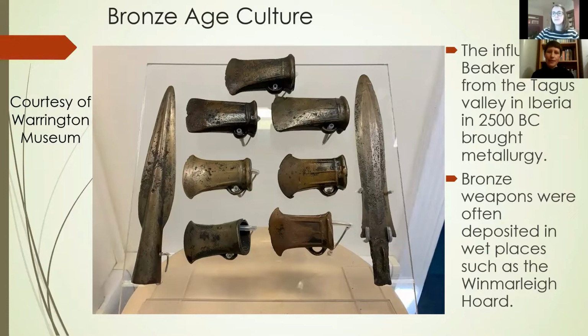Again, we find these depositions in wet places such as the Winmarleigh Hoard, which you can see is an immensely magnificent collection. And I had the pleasure of photographing that in the Warrington Museum just a few days ago. So this was deposited on Winmarleigh Moss in an oak box. What's brilliant about this hoard is, unlike a lot of our precious objects from the north, it's actually stayed here rather than being taken away to the British Museum in London.